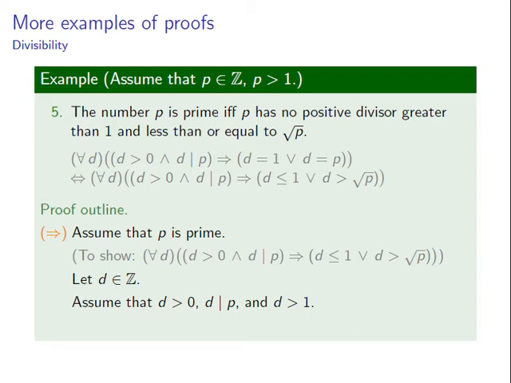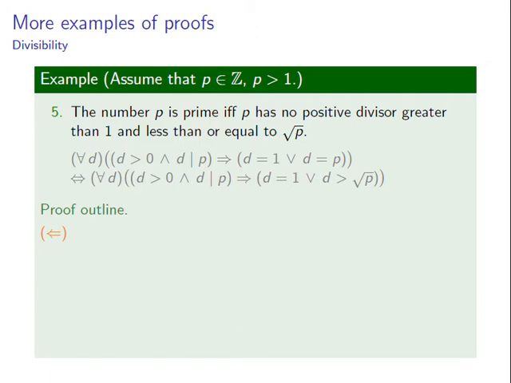Since this is a conditional sentence whose conclusion is a disjunction, a direct proof of this must include in the hypothesis the negation of one of the conditions in the disjunction. For this proof, we will assume that d is a positive divisor of p and that d is greater than 1. We will show that d is greater than the square root of p.